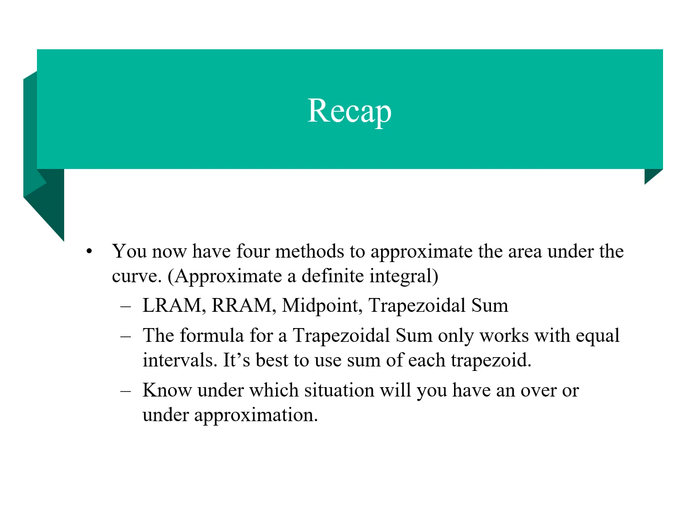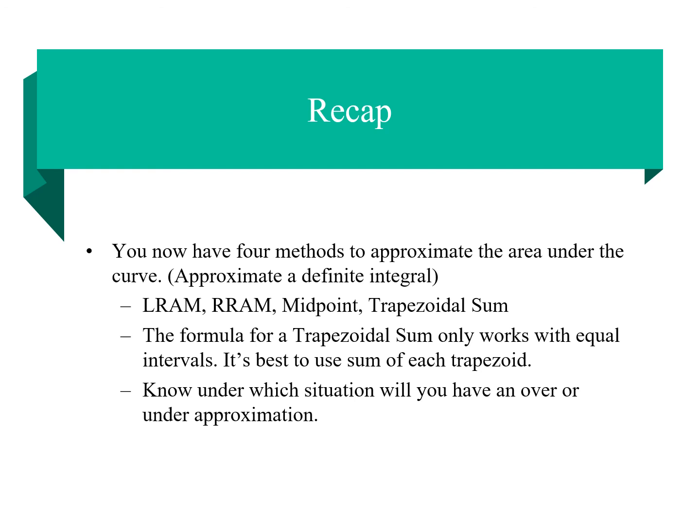You now have 4 methods to approximate the area under the curve. Remember, approximating the area under the curve is approximating the integral. So you should be able to use left RAM, right RAM, midpoint, and a trapezoidal sum. Also recall that the trapezoidal sum formula only works when you have equal intervals. So I always say it's best to just use individual trapezoids because that works all the time. Then you also should know under which situation you will have an over approximation or an under approximation.